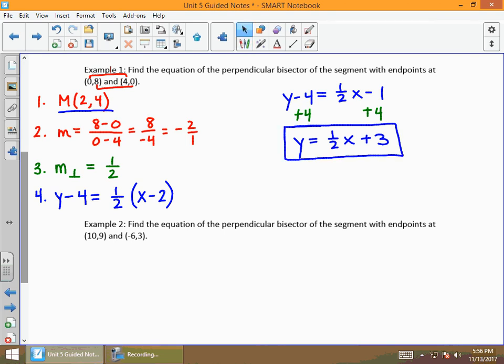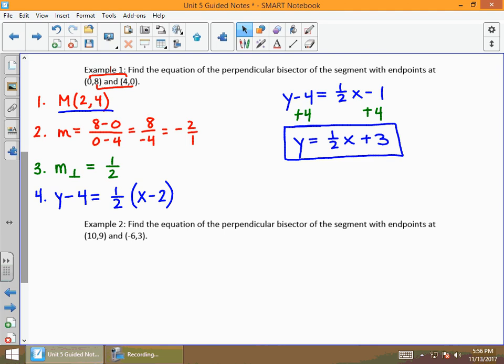That is the equation of the perpendicular bisector. So let me walk through it again. Step 1, find the midpoint. This becomes your x1 and y1 when we get to step 4. Step 2, find the slope of the original equation so that way I can get the opposite reciprocal slope in step 3.